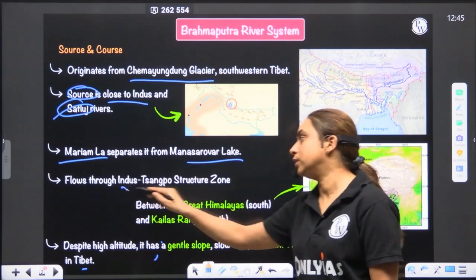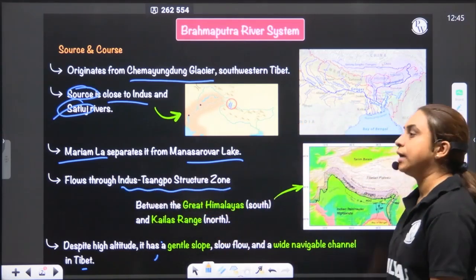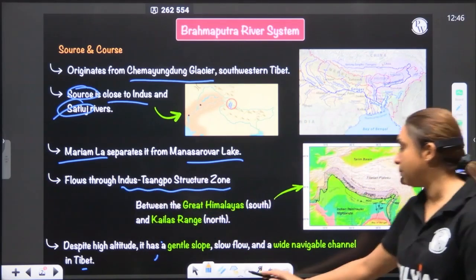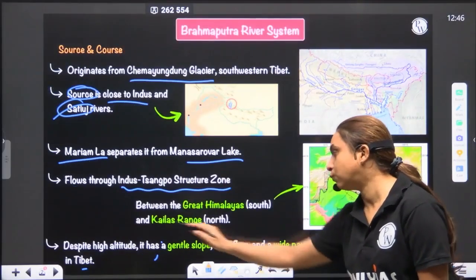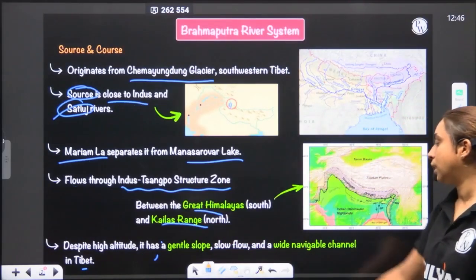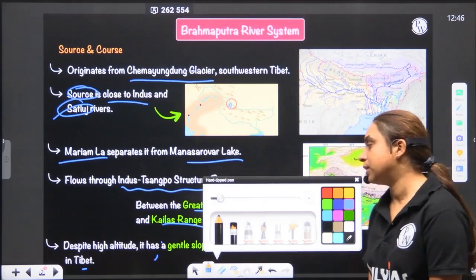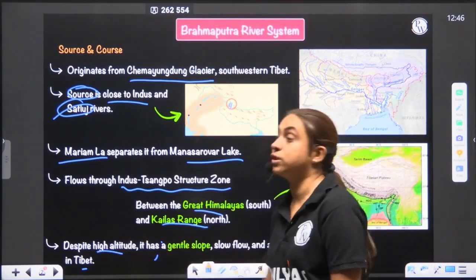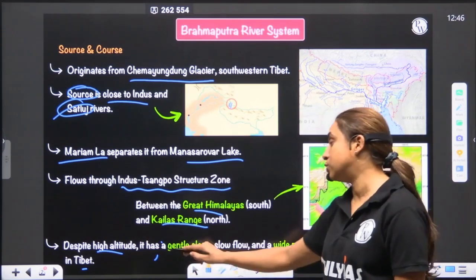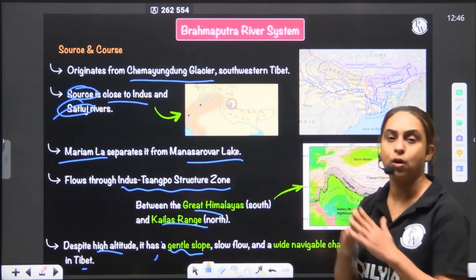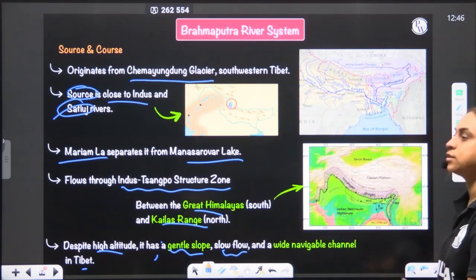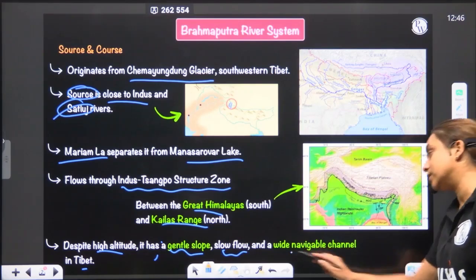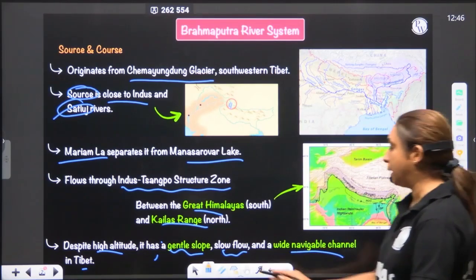It is flowing through the Indus Sangpo suture zone. It flows between the Great Himalayas on the south and the Kailash range in the north. Despite its high altitude, it still has a gentle slope. The topography is gentle, and it is having a slow flow because the topography is gentle, and therefore it is navigable. The river can be navigated.